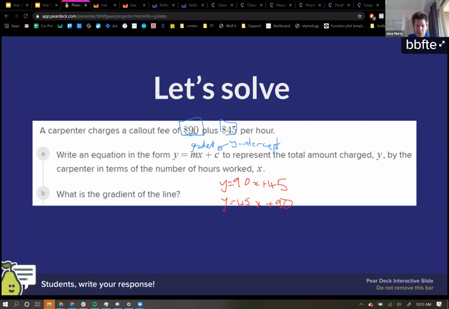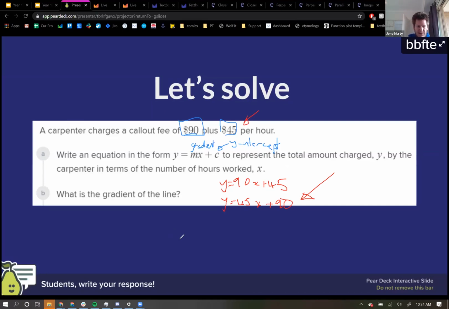It has to be of that form. We have two numbers, so it's going to be one of these answers. We know that if he was just charging the call-out fee and 0 hours were spent, it would cost $90. So that is pointing to this being our correct answer. I think all of you have that, which is good. y equals 45x plus 90, and that means our gradient is $45 or 45.